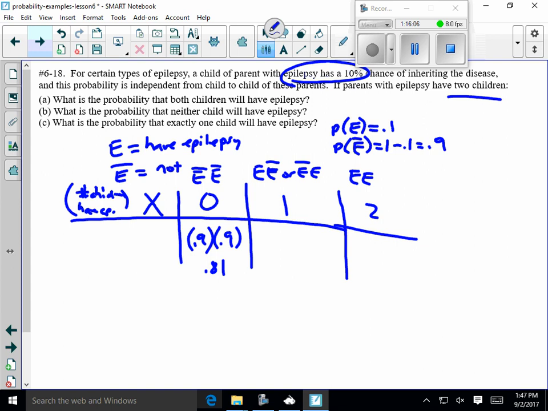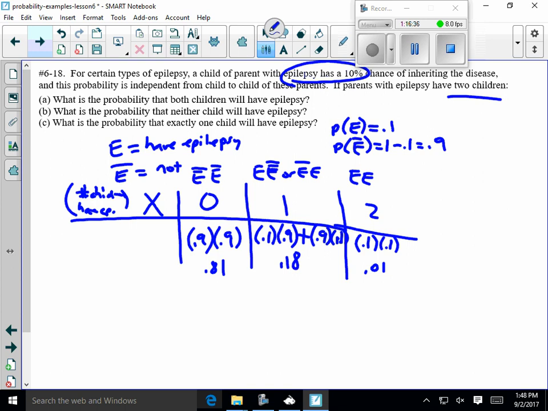Okay, for this case here, the first child would have it, which is 10%, times the second child would not, 90%. Or, so we'll add, the first child could not have it and the second child could, so 0.9 times 0.1, those would be multiplied. And when we multiply and add, that turns out to be 18% chance of one or the other child having it. And then for the last case where there were 2, they would both have to have it, which is the probability 10%. So 10% times 10% is 1%.